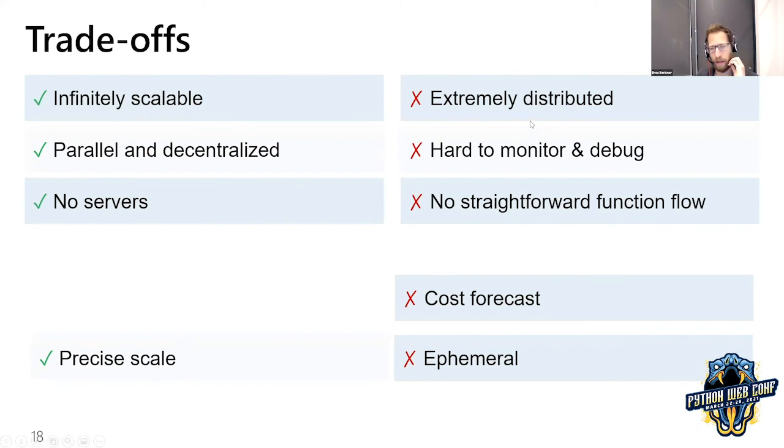On the challenges, this is extremely distributed. They have hundreds of services and therefore it's very hard to monitor and debug, for the reason we mentioned. They actually lost real track of what the function flow is end to end because they have so many services, and this is a challenge for them to understand their function flow.